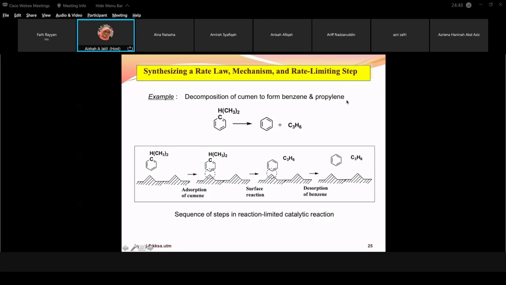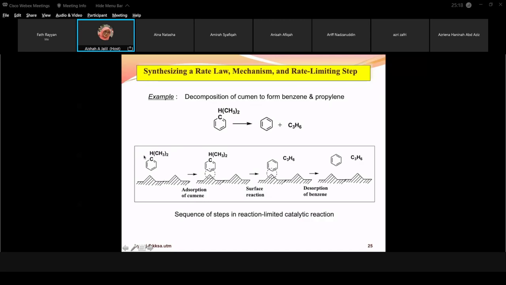How to synthesize a rate law mechanism and determine the rate limiting step. For example, in your textbook, we have the decomposition of cumene. This is cumene, C with CH3, which decomposes to form benzene and also propylene. This is the sequence of steps in a reaction-limited catalytic reaction.